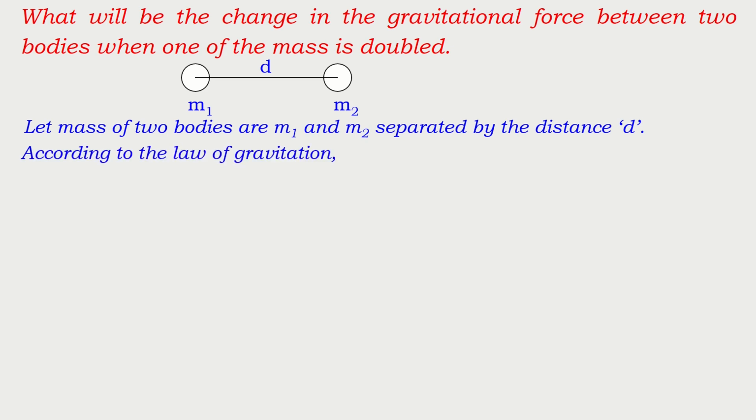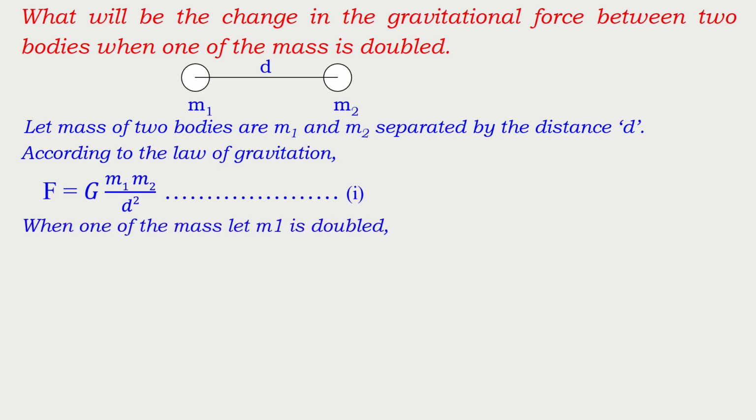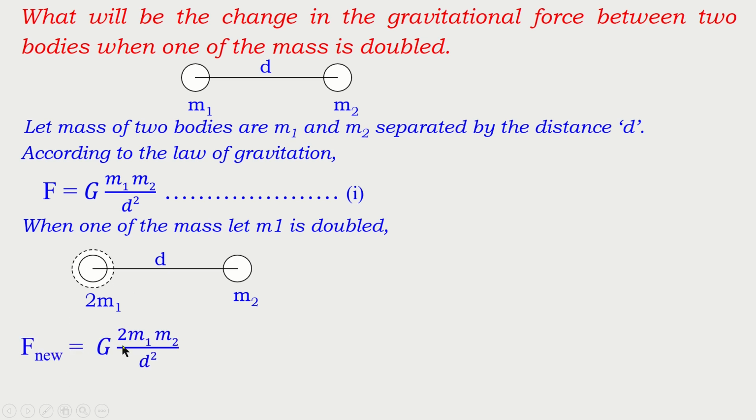Now according to the law of gravitation, F equals G m1 m2 by d square. We know this. This is equation number 1. But here one of the masses is doubled. Let's say m1 is doubled. Then this m1 is doubled, so it is no more m1, it is 2m1, although m2 remains same. In this case, the new gravitational force will be G times 2 m1, because the mass is doubled, m2 remains same and d remains same.